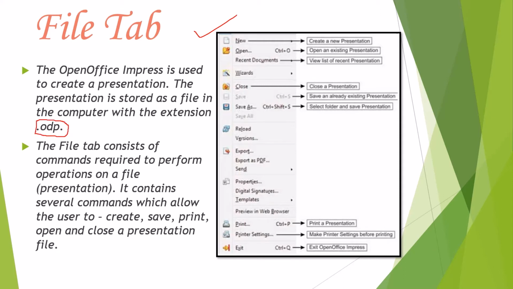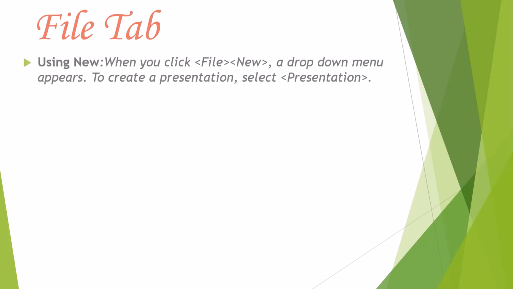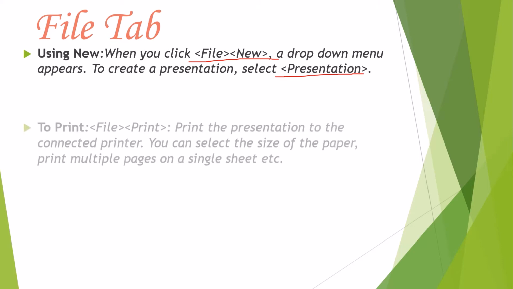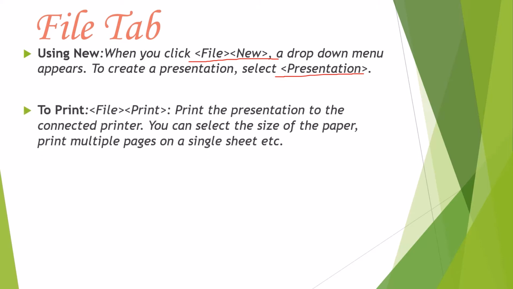Now use the New option. Go to the File tab, then click on the New option, and if you want to create a presentation, then select Presentation. Now if you want to print your presentation, then again go to the File tab, then select the Print option, and then you have to change the various settings like selecting the size of the paper and selecting how many pages are to be printed on a single sheet. These are all settings you have to change, and then you can print the presentation.